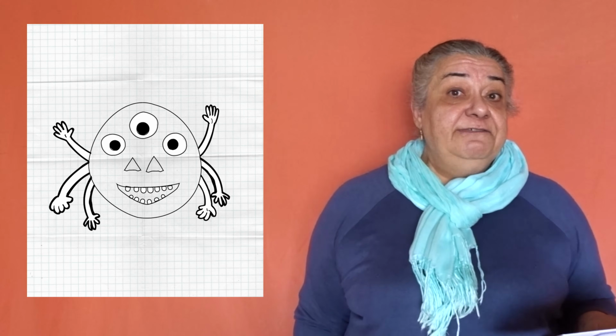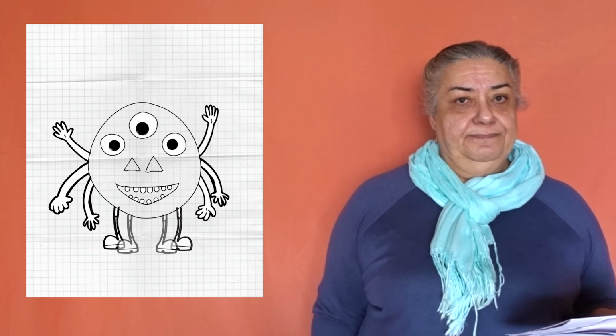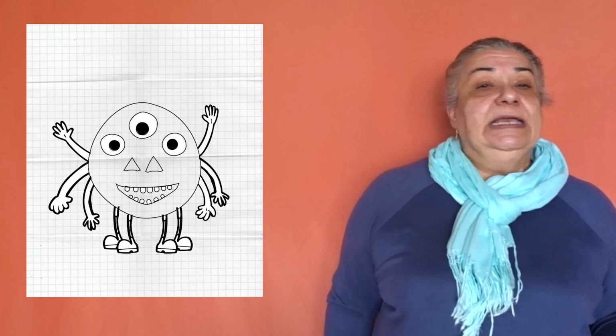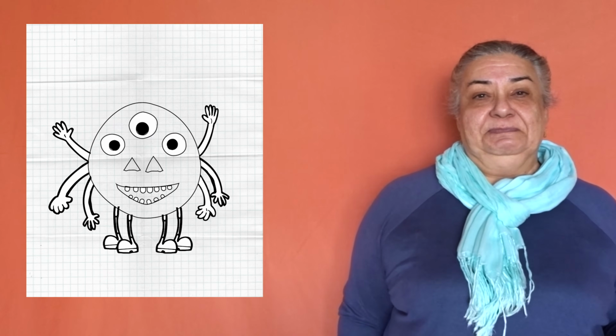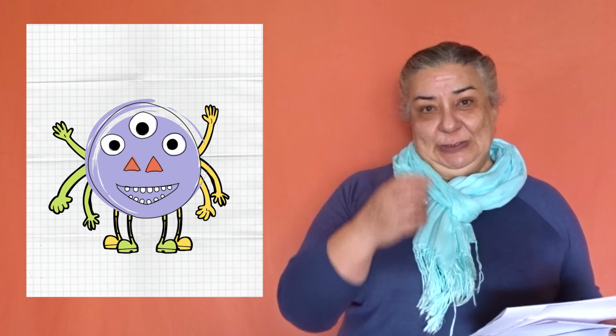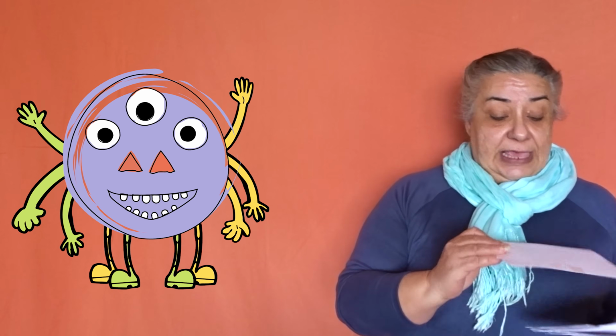Continue, say 4 legs and feet. Wait enough time and then finish. Color it as you like. Now they have their own alien toy. I mean the drawing of their own alien toy. So they can hold it.